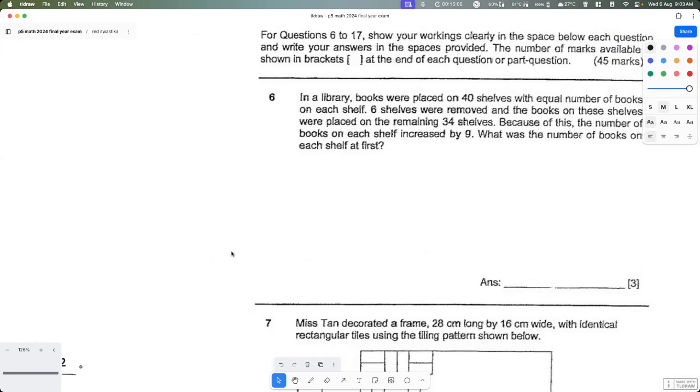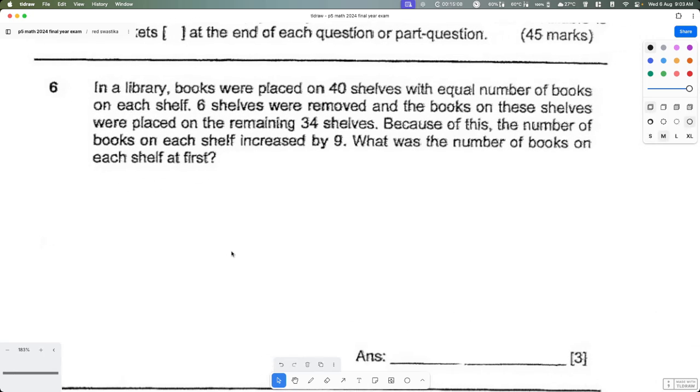All right, let's move on to the next question. Question number 6. Ooh, a lot of words. In a library, books were placed on 40 shelves with equal number of books on each shelf. 6 shelves were removed and the books on these shelves were placed on the remaining 34 shelves. So because of this, the number of books on each shelf increased by 9. What was the number of books on each shelf?